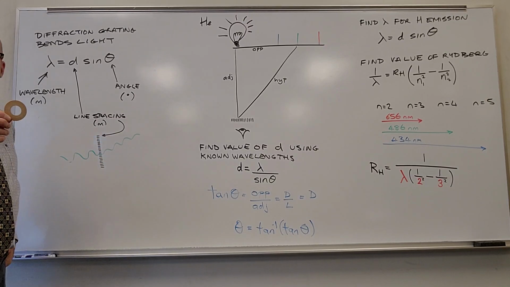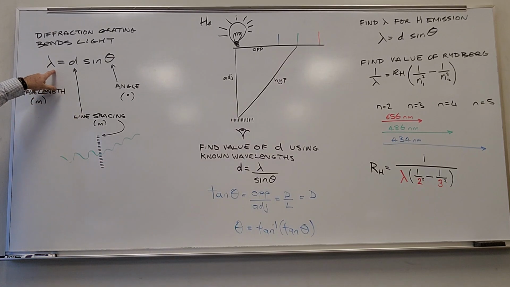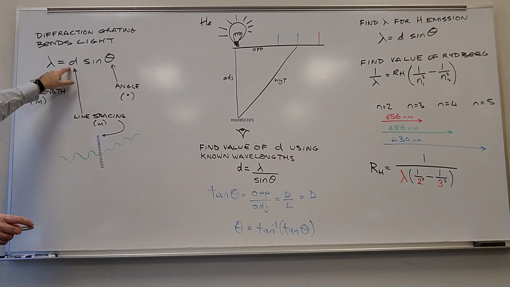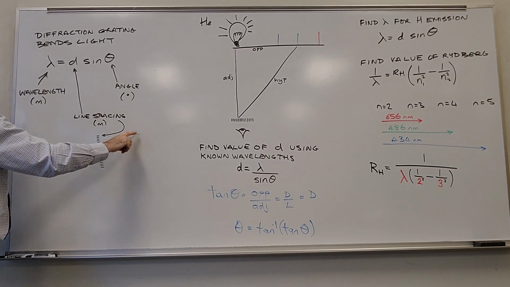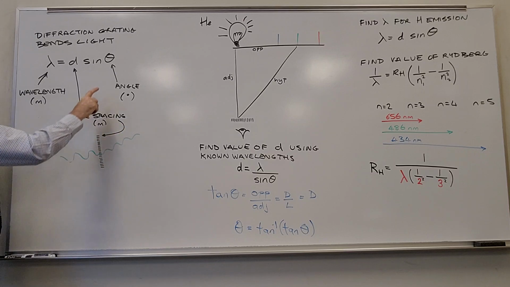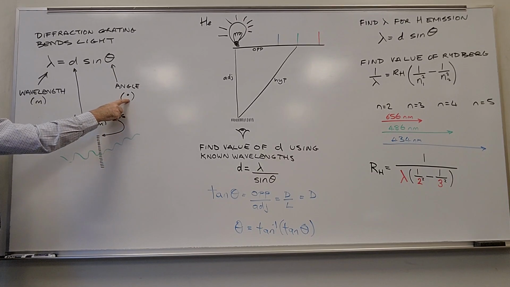Okay, the diffraction gratings work on this equation. This is the Bragg equation that says that lambda equals d sine theta. Lambda is the wavelength in meters. Most times when we talk about wavelength of visible light, we're going to be talking in nanometers, which is 10 to the negative 9 meters. We're going to need to change our nanometers into meters. The angle here that the light is bent is just represented in degrees.